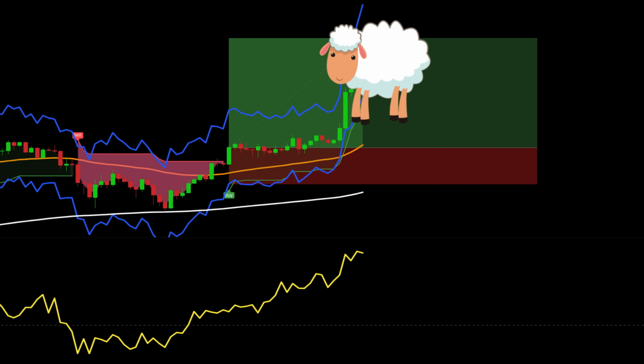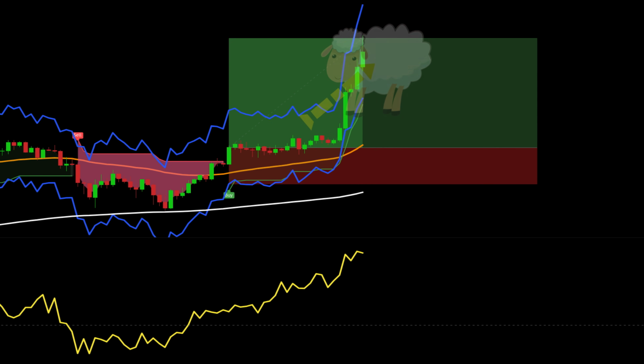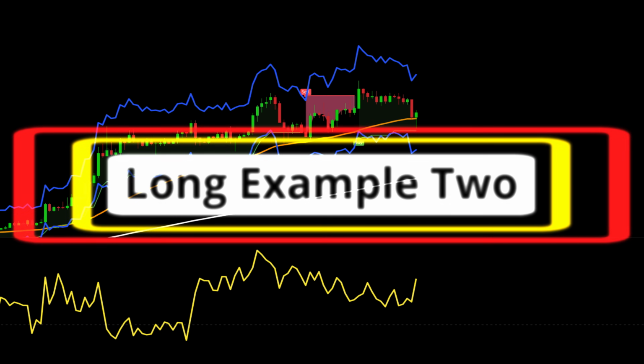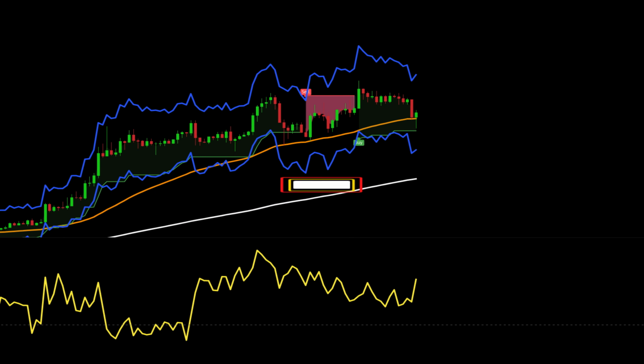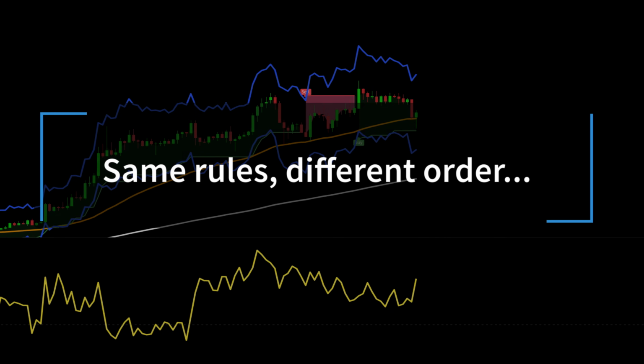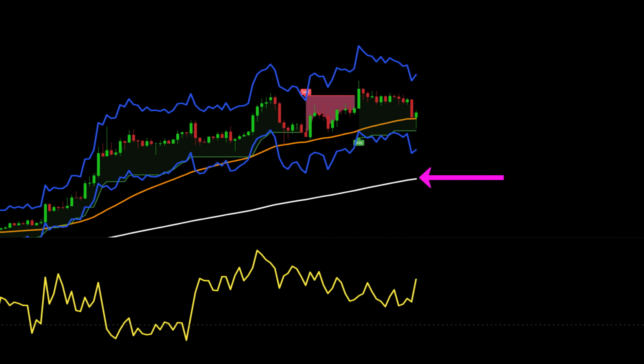And this example continues the trend and hits the profit target. I have one more long example, and this entry will meet all of the rules but in a different order. First, price is above the 200 EMA. Second, in this example, we get the SuperTrend buy signal before the 50 EMA bounce.